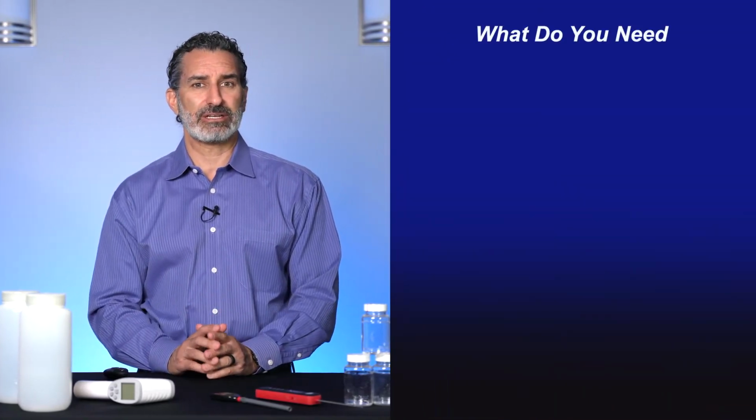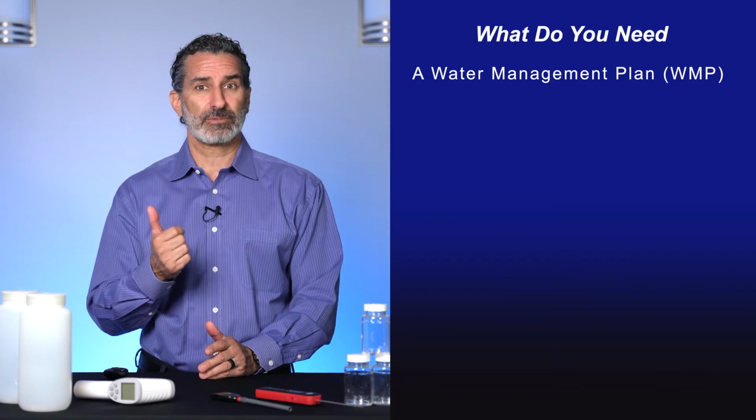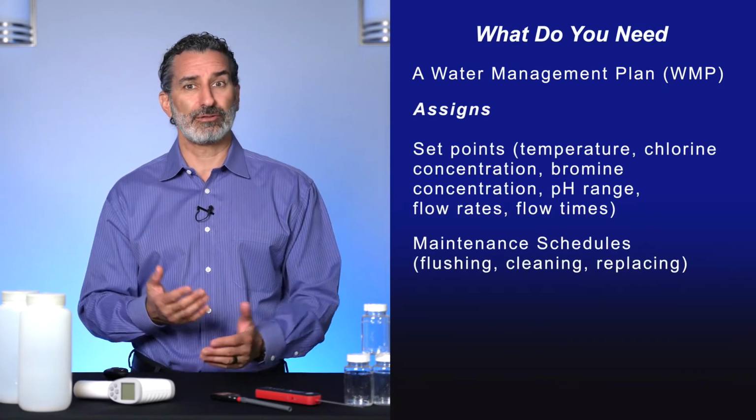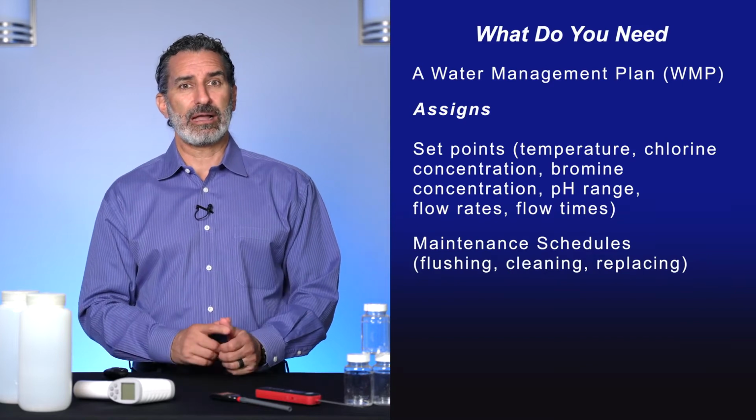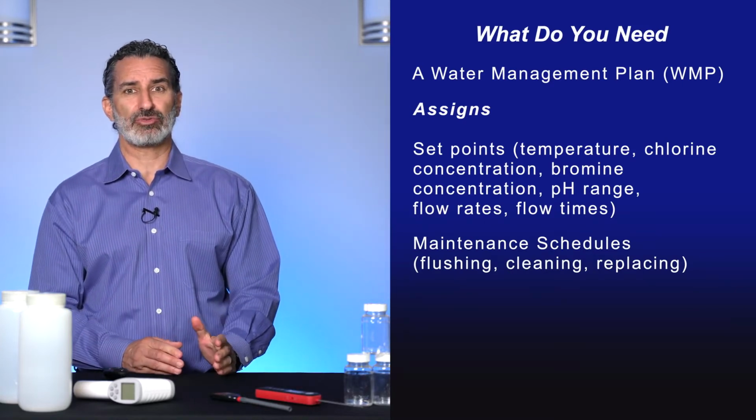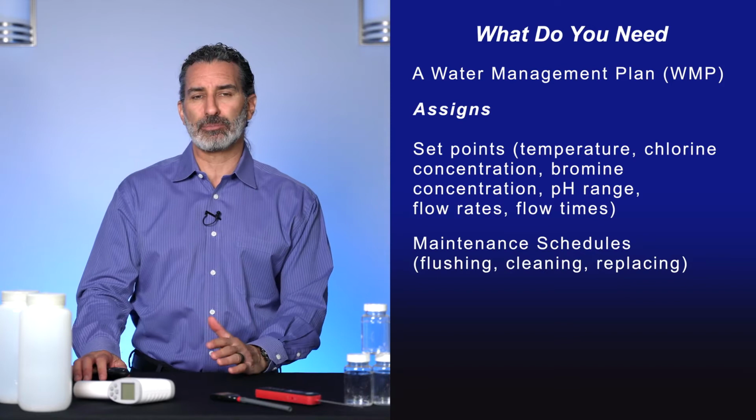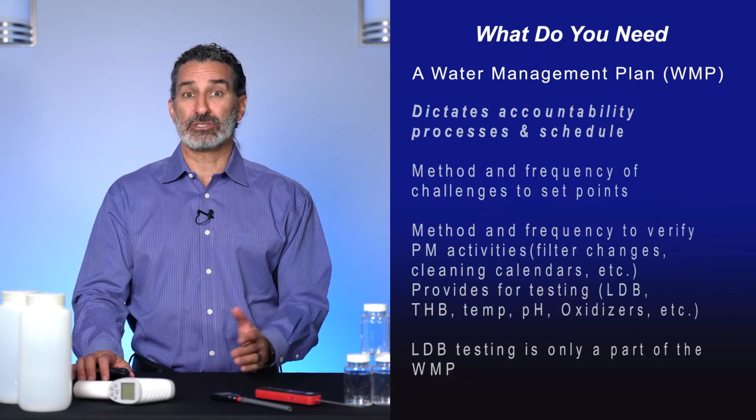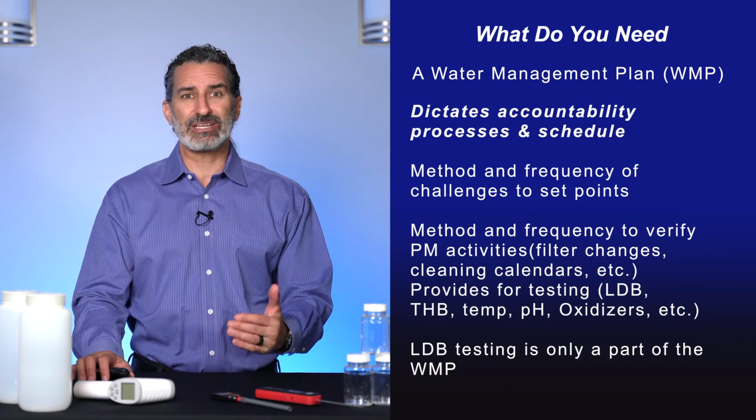A water management plan will assign set points for things you need to control, factors associated with your water that are important to maintaining a low Legionella bacteria count: temperature, chlorine concentration, pH, flow rates, flow times. It will allow you to assign a maintenance schedule for flushing, for cleaning, and for replacement of water-related components. It will dictate accountability processes and a schedule.